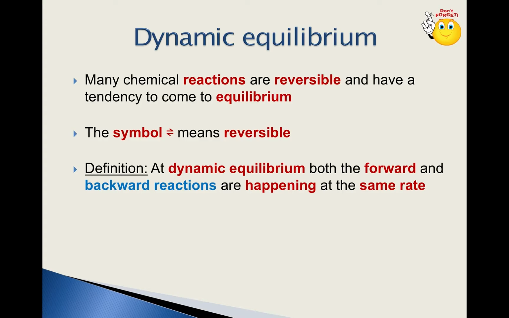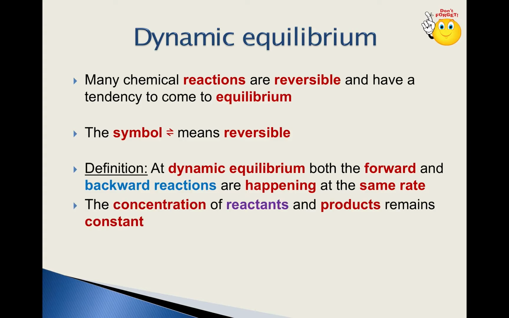And there's two features of a reaction at dynamic equilibrium. So the definition is, at dynamic equilibrium, both the forward and the backward reaction are occurring at the same rate. The concentration of reactants and products remains constant.